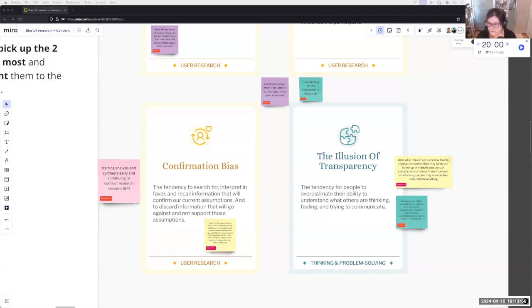That's the next illusion of transparency. Yes, exactly, we went one step further. But yeah, that's the one that we have discussed.